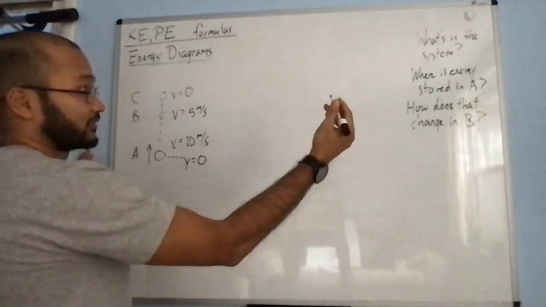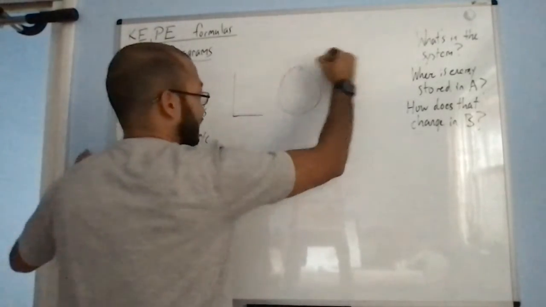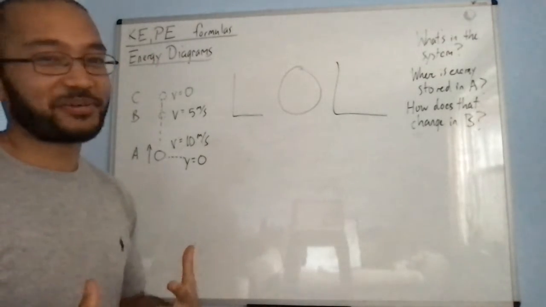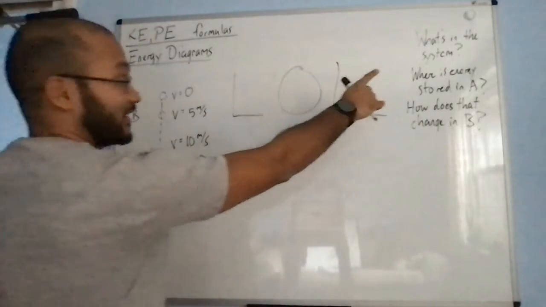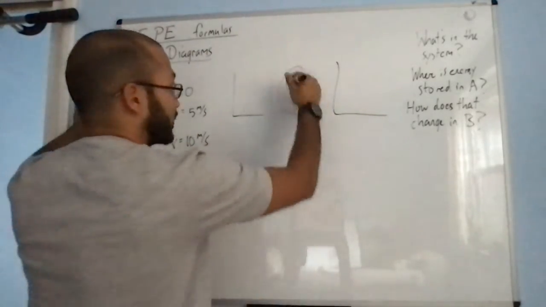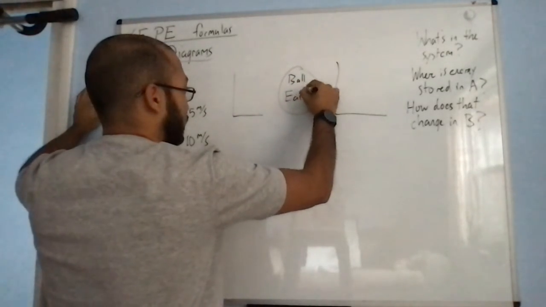So to start off, to draw my energy diagram, I also call it an LOL diagram because you'll be laughing at how awesome it is, how great it is to use to solve energy problems. Number one, what's in the system? Good practice, just put everything in the system. So ball, earth.